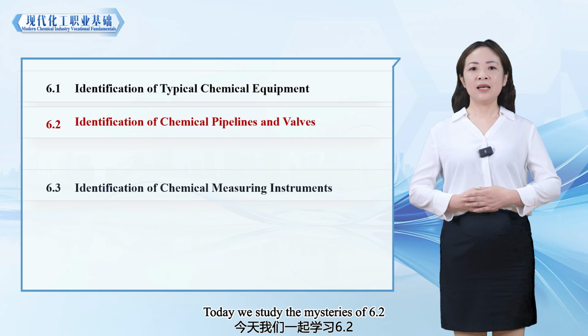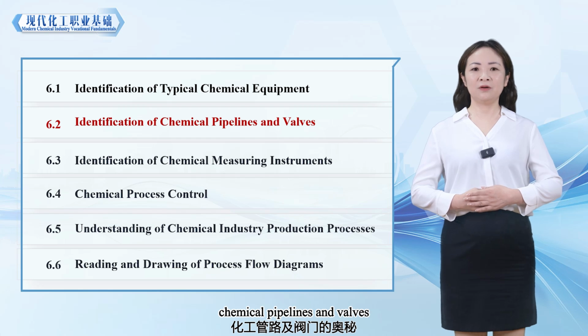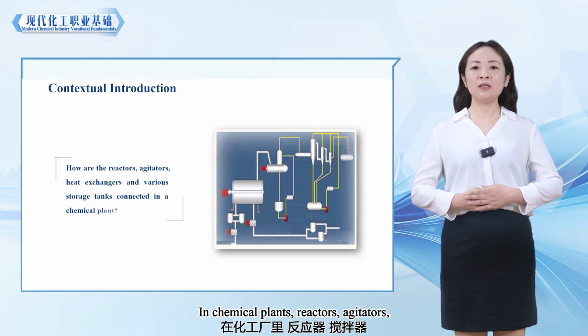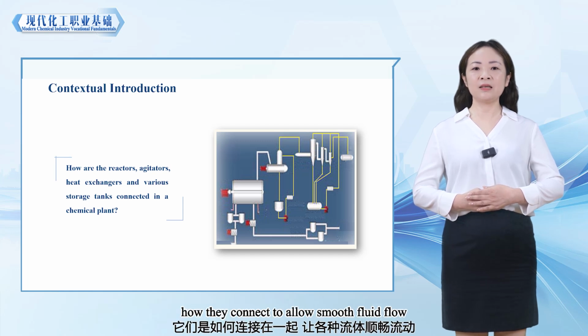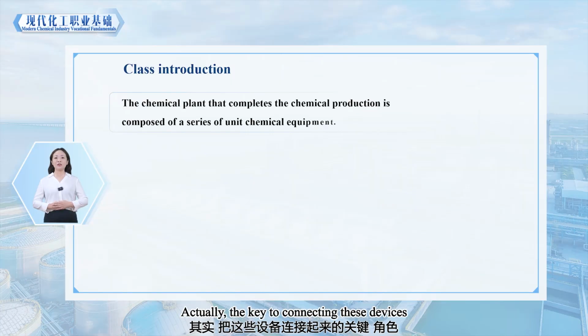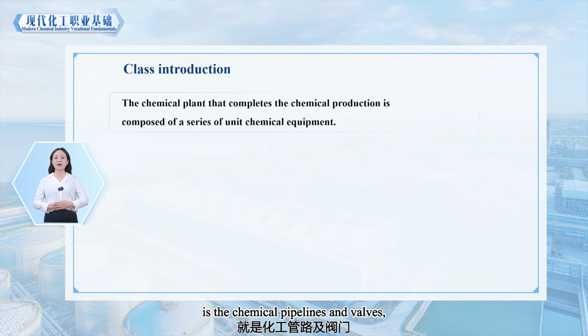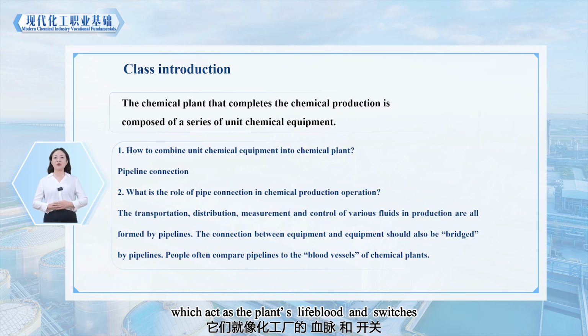Hello students, today we study the mysteries of 6.2, chemical pipelines and valves. In chemical plants, reactors, agitators, and heat exchangers are all familiar, but have you ever wondered how they connect to allow smooth fluid flow and enable chemical production? Actually, the key to connecting these devices is the chemical pipelines and valves, which act as the plant's lifeblood and switches by controlling the transport, distribution, measurement, and regulation of fluids during production.